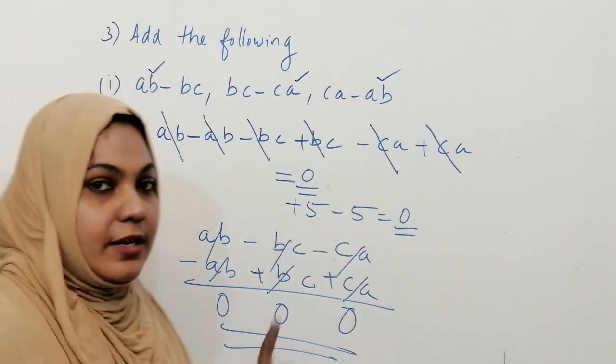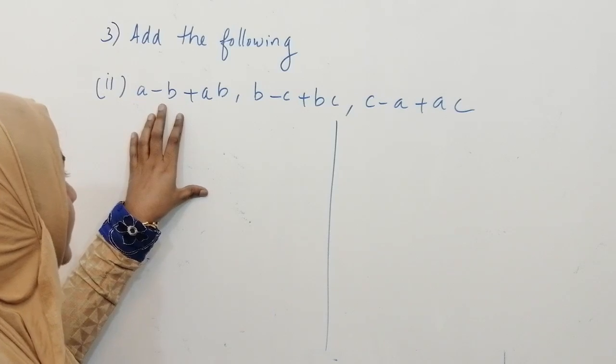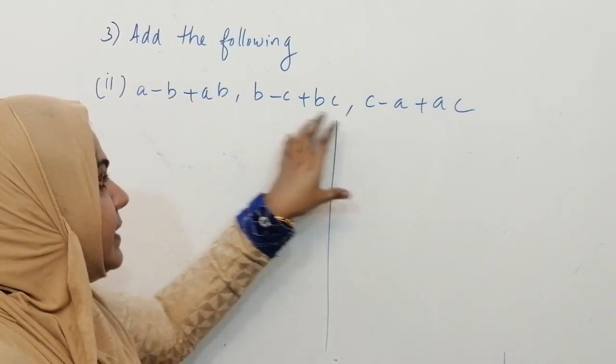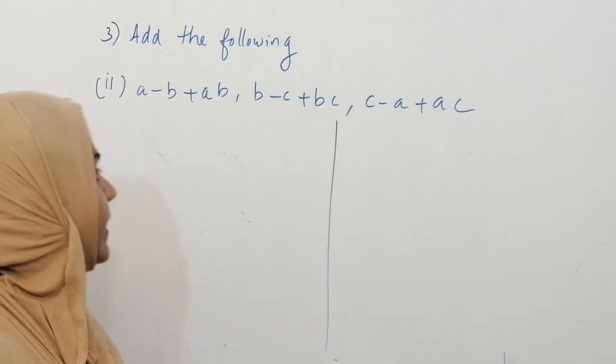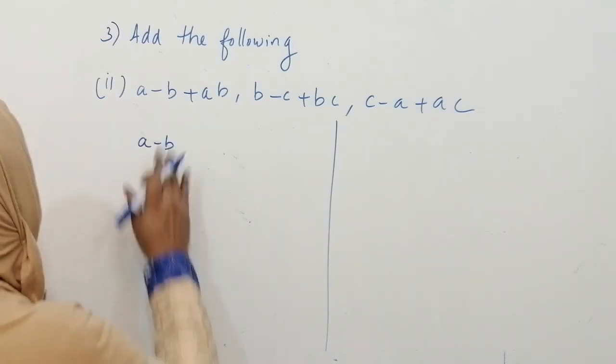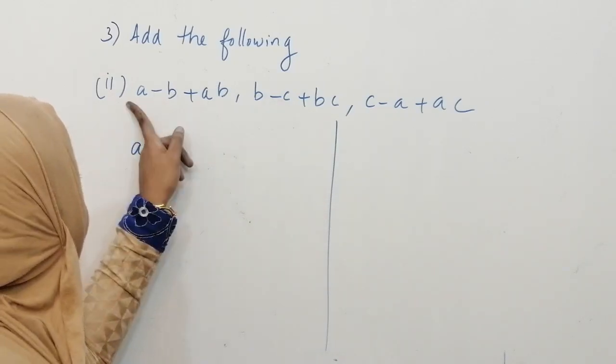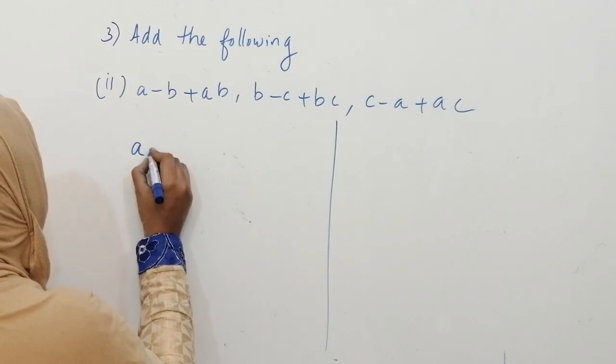So now we can do the second question of question number 3. This is our second question. A minus B plus AB, B minus C plus BC and C minus A plus AC. So now we can combine the like terms. We can solve this question in 2 ways. First I am writing A. So let's see which one is the like term of this A here. So minus A. So I wrote minus A.